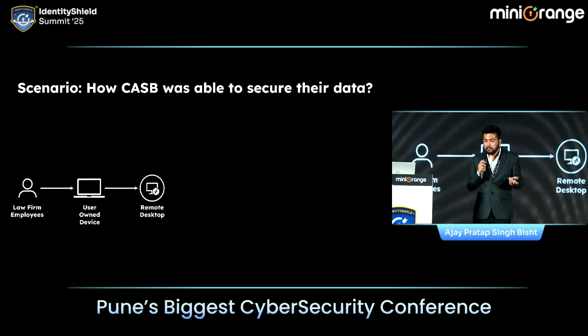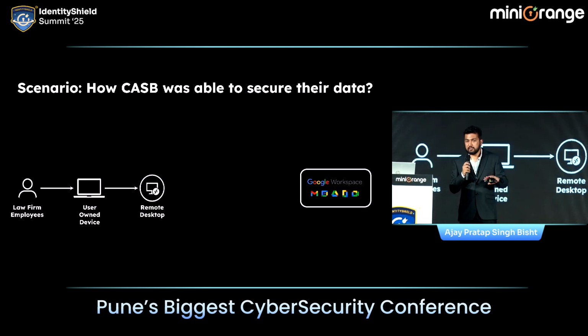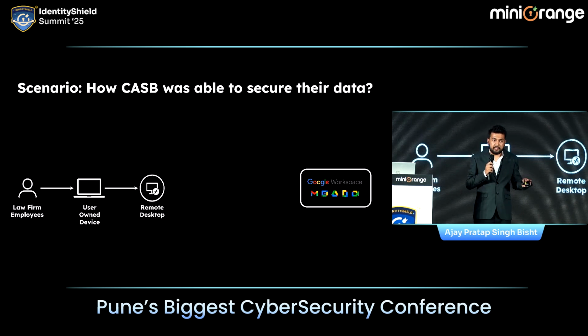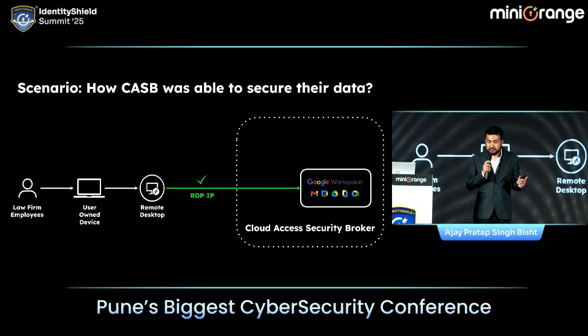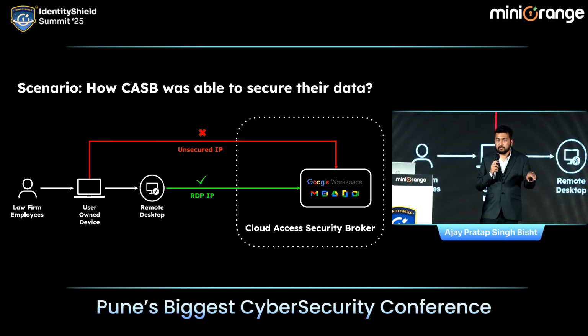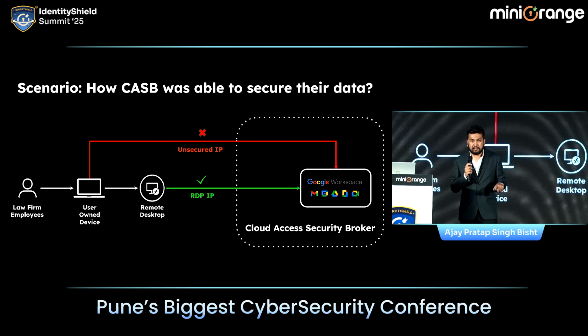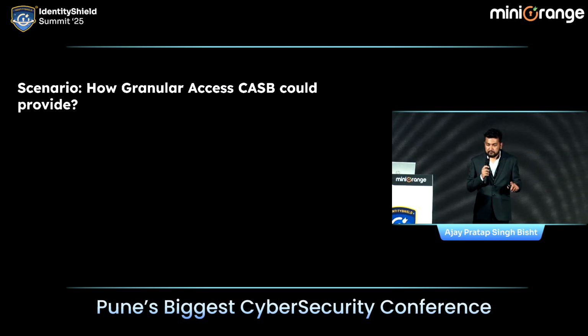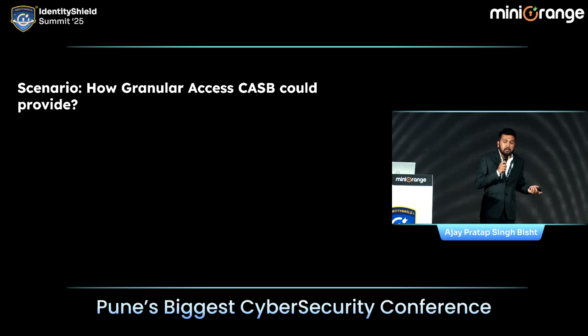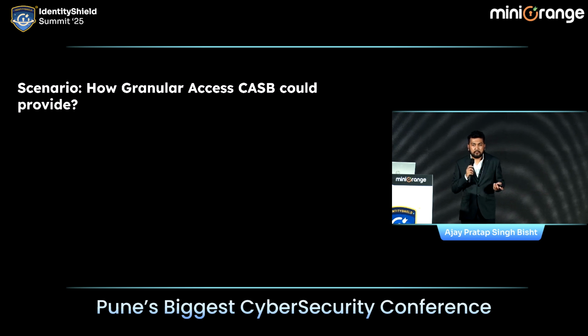What we did, in front of their Google Workspace environment, we created a security layer. The role of that security layer was that we were enforcing their users to use the RDP IP to access their Google Workspace environment. If any user was trying to access it from the RDP IP, they were able to access that. But when they were trying direct access from their user-owned devices, they were restricted directly based on their IPs. Now comes the question: how granular access could CASB provide?